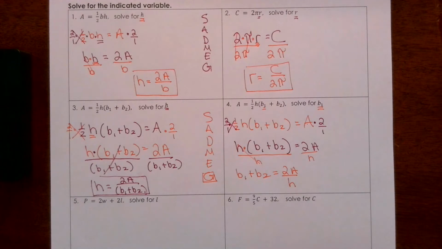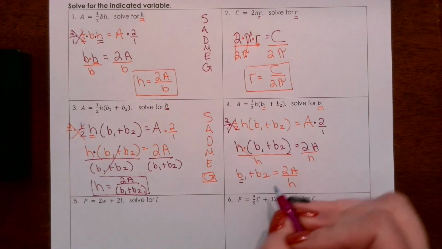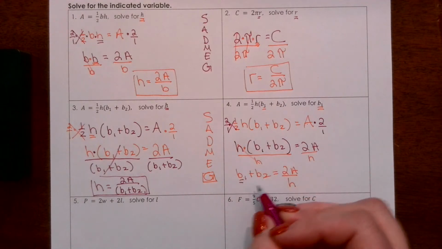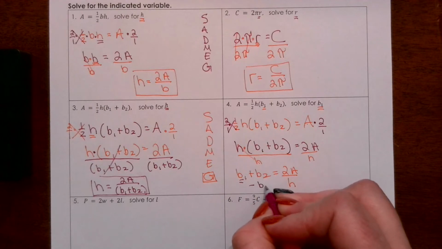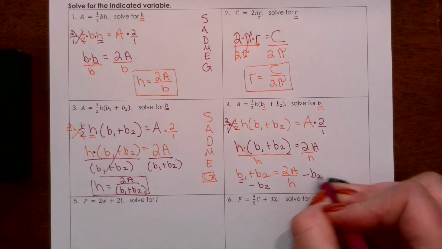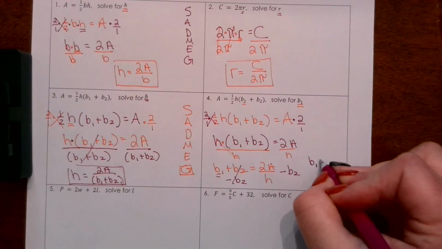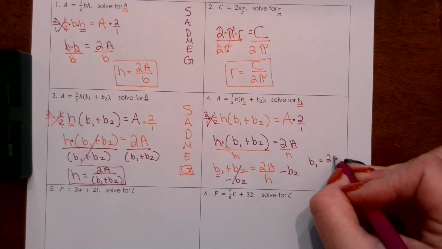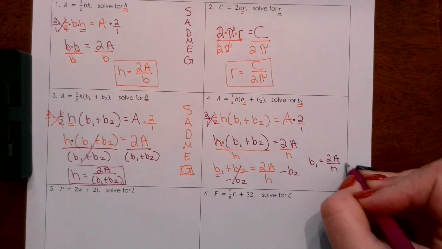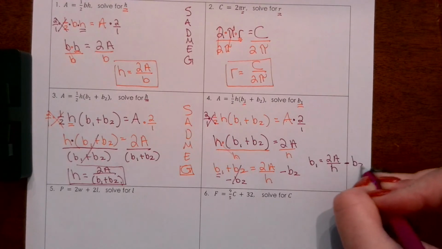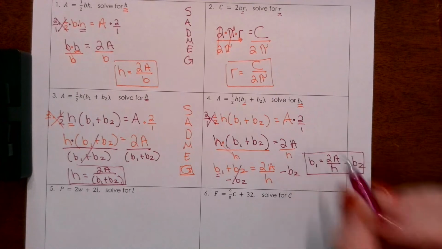Now I've got subtraction and addition. I want to get b1 by itself. What is the opposite operation to addition? Subtraction. I'm going to subtract b2 from both sides. And I end up with base 1 equaling 2 times area over height minus base 2. We'll find base 1.